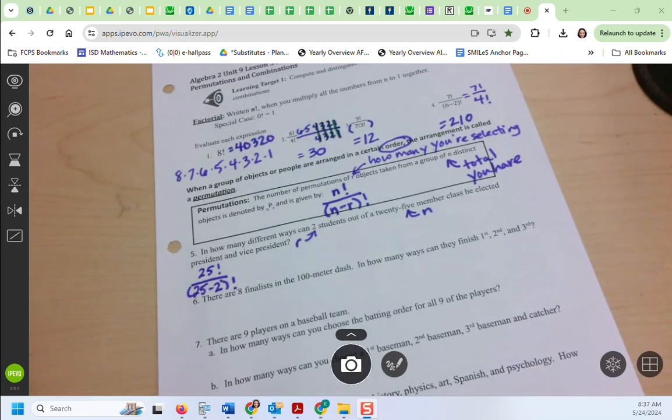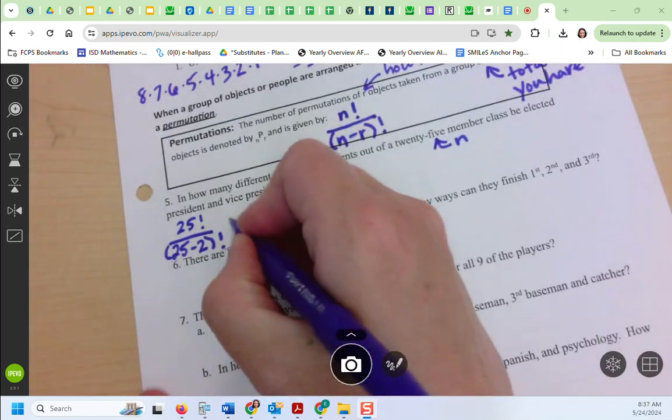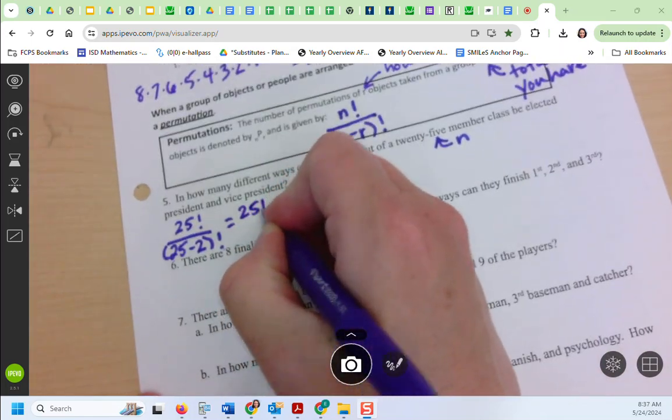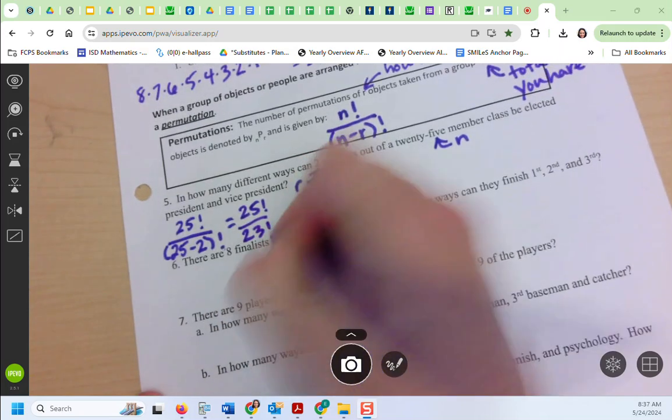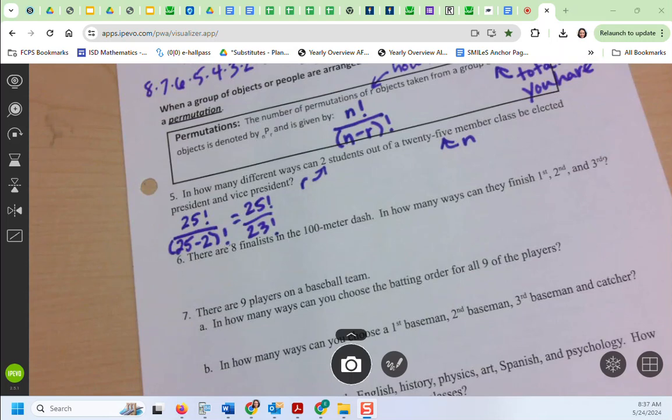Just like with that previous problem, you can type 25 minus 2 factorial, but it saves you some typing if you just think, oh, that's 23 factorial. Remember, if you didn't have a calculator and you were stuck doing this problem, I would take that shortcut of crossing out the 23 times 22 times 21, all of those. You would just be left with 25 times 24, which is a much easier problem.